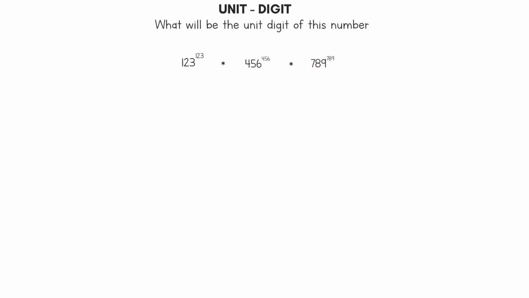Now imagine how big this number would be. 123 being multiplied 123 times. How big a number will this be? 123 into 123 itself is a 5-digit number. 123 into 123 into 123, multiplied 123 times. Similarly, 456 multiplied 456 times. 789 multiplied 789 times. If I do this entire multiplication, this big number into this big number into this big number, obviously the board will be filled. How big would the number be, the multiplication of these 3? What is actually the unit digit of that number is my question to you.